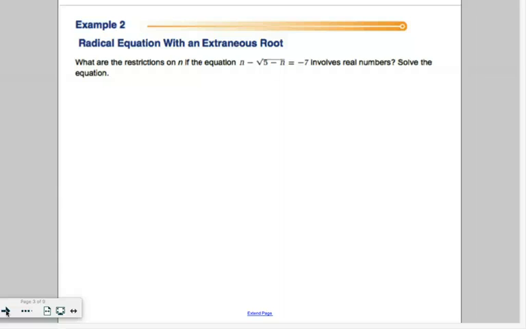But again, every time you go to solve an equation, you want to get in the habit, just like with the rational equations where we stated our non-permissible values, of stating our restrictions. So in this one, again, it's a square root. So our radicand, the expression underneath the square root, needs to be positive. So our first restriction is that 5 minus n must be greater than or equal to 0.